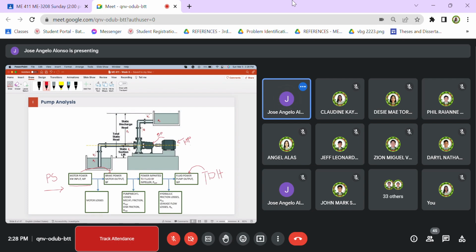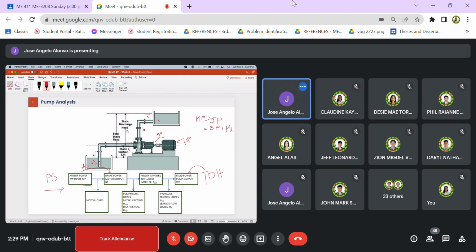Based from this figure, we can say that the motor power is always greater than the brake power, or the motor power is equivalent to brake power plus the motor losses. Since hindi naman perfect yung system natin, yung ating mga motor or anything, lagi may friction yan, there will always be losses involved. So from this side to this side, everything here is related to motor.